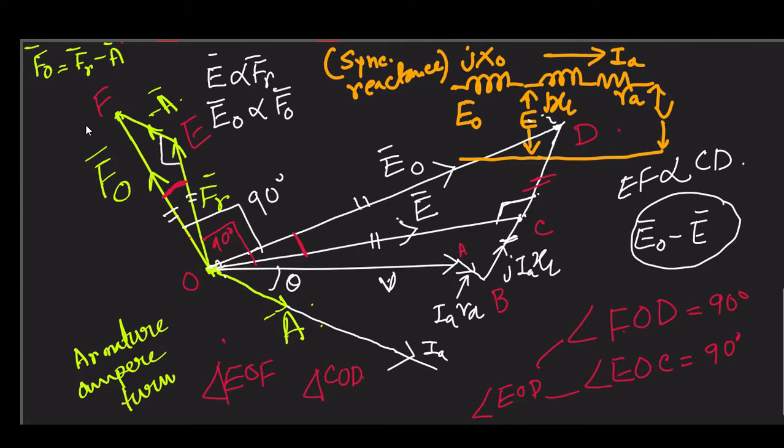So that unknown element which is present between E naught and E, we conclude that it is not jX naught, we term it jXA. It is armature reactance, and when we add them we get the synchronous reactance, that is XL plus XA. This XA is known as armature reactance and XL is our leakage reactance.